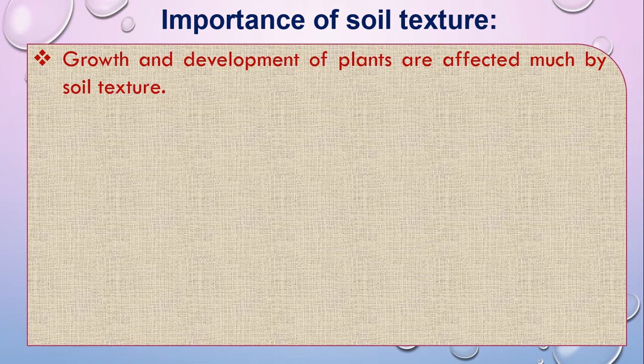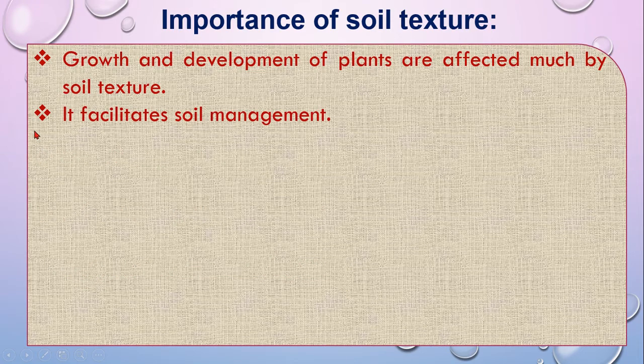groundnut is cultivated in sandy soil very well, but if you cultivate groundnut in clay soil, that will not give you proper production, because groundnut bears underneath the soil, that means near the root zone, but clay soil is not good for that. Same as potato. If you cultivate potato in clay soil or in submerged soil, that will not be good. That is why you need to know the soil texture, because growth and development of plants are affected much by soil texture.